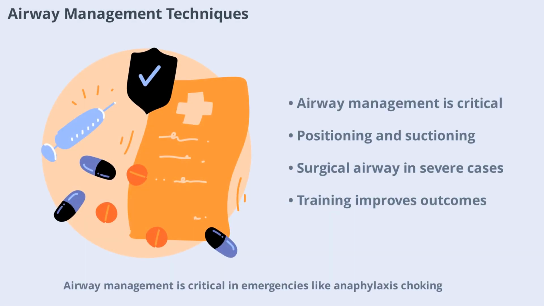Airway management is critical in emergencies like anaphylaxis, choking, and seizures. Techniques include positioning the patient, suctioning, and using airway adjuncts. In severe cases, surgical procedures like cricothyrotomy may be required. Practitioners should be familiar with the equipment and steps involved in securing the airway quickly and safely.